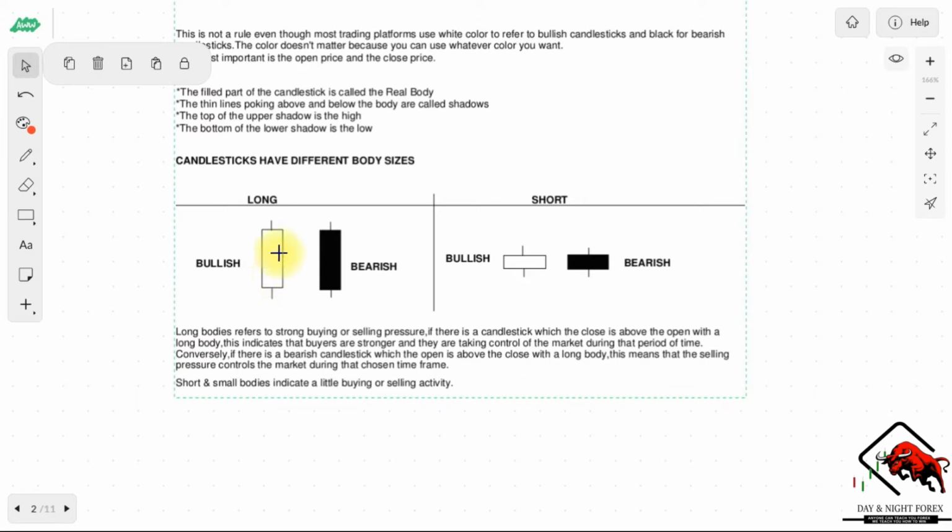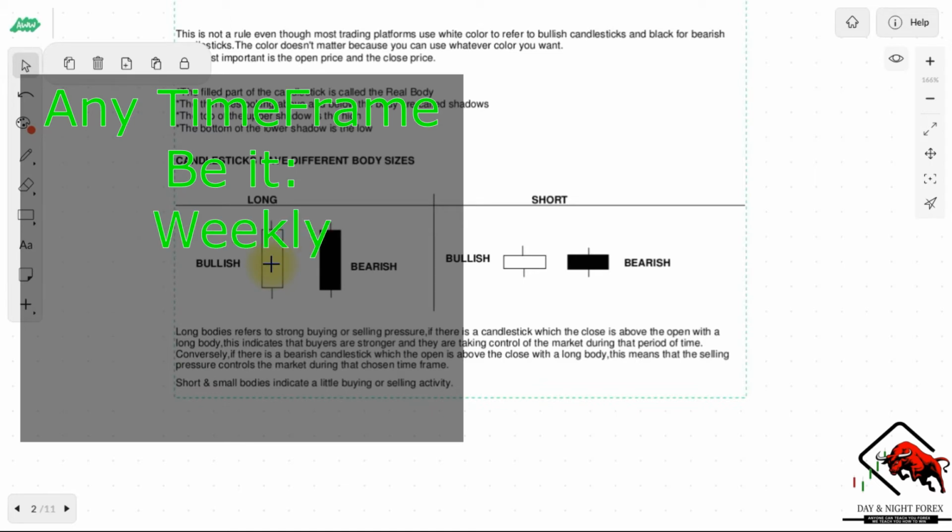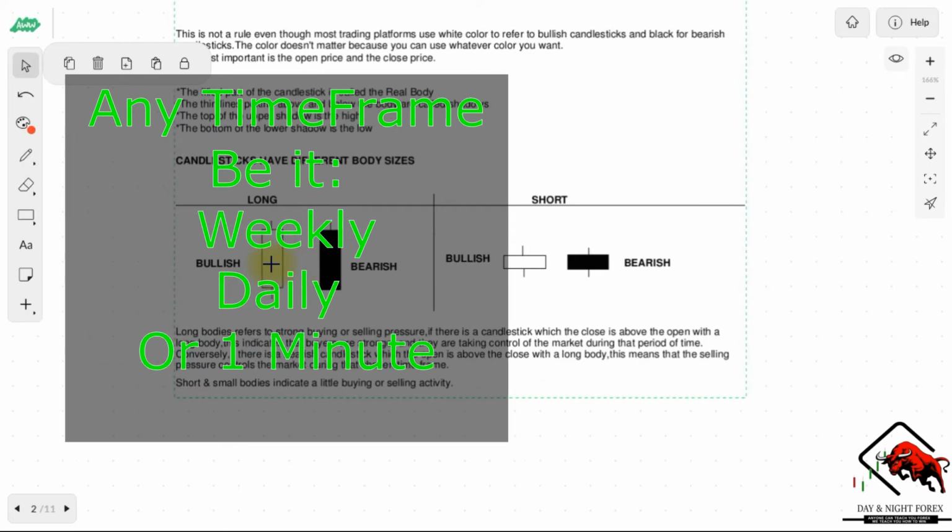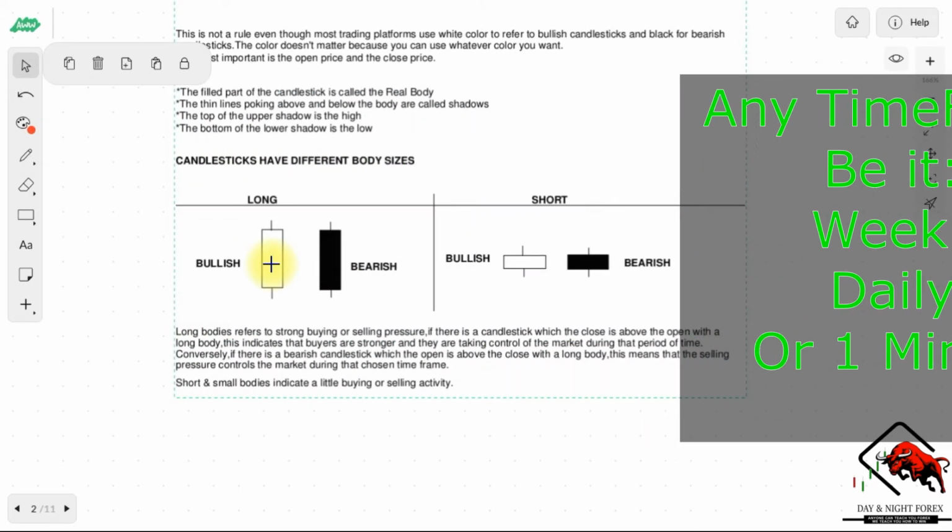Remember, candlesticks are found on different time frames. On this time frame, if it is a bullish candlestick like this, that means the buyers have taken over the market during that time frame. It can be on a 1 minute time frame, 1 hour, daily, weekly. It just means that during that week, during that day, during that minute, the buyers are in control of the market.